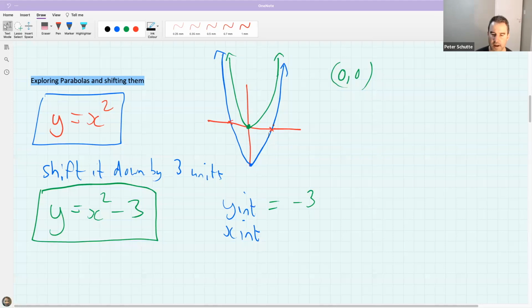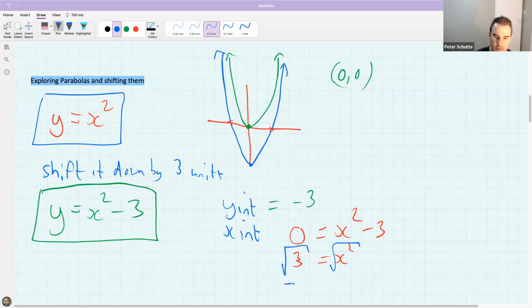Okay, so we've got the y-intercept as minus 3. How do we find the x-intercept? I think we have to make y naught. And so we start with that. And then I would bring the 3 to the other side, so I get x squared. And then if I square root both sides, I get that.